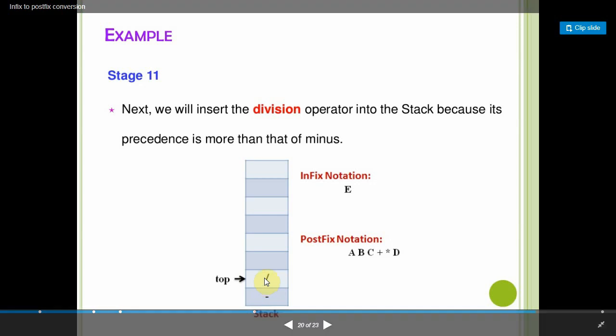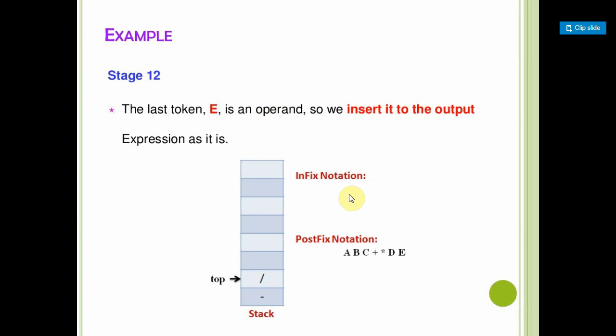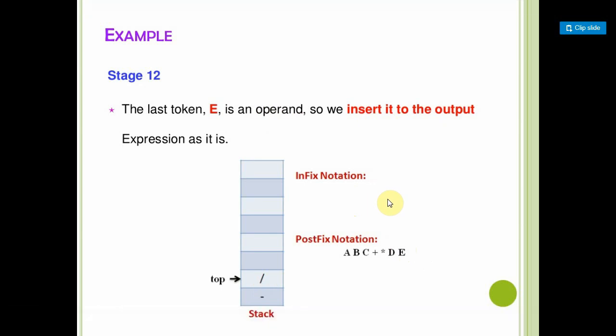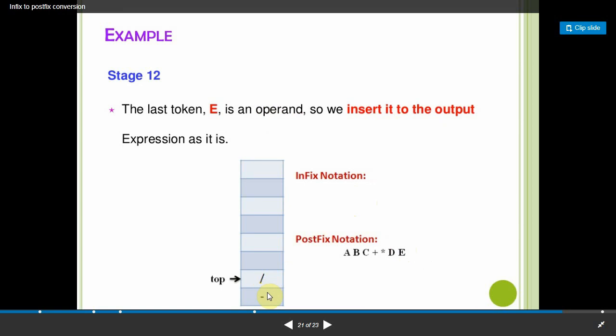Now what is the input left over here? E. E is an operand, just append it to the output. Now after E, the whole input expression has been scanned, all the tokens have been scanned. Still there are two elements left over in the stack.